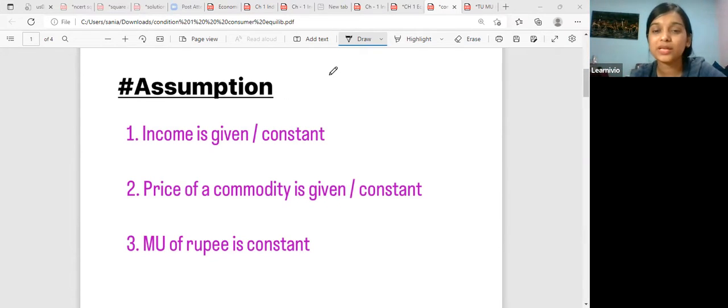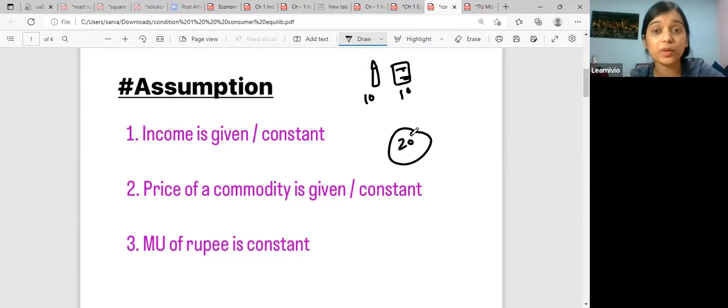10 rupees. If you do not put the assumption, then for example, you have the options pen and chocolate. This one is for 10 rupees and this one is also for 10 rupees. You can say, ma'am, if we have 20 rupees, we can purchase both, right? So that's why you are assuming that your income is given or constant. It's not going to change.